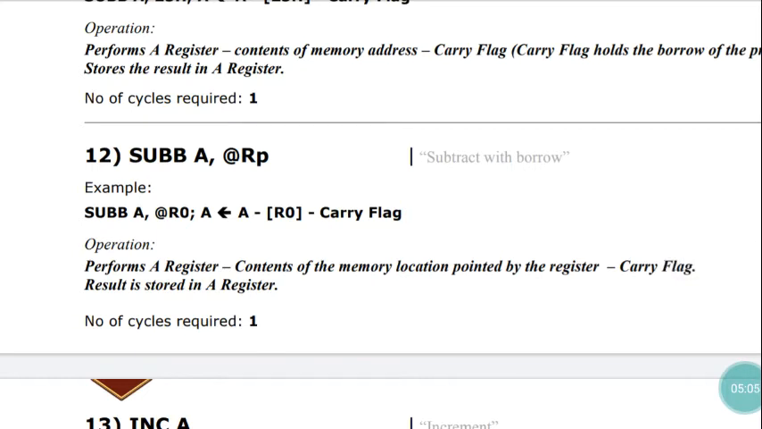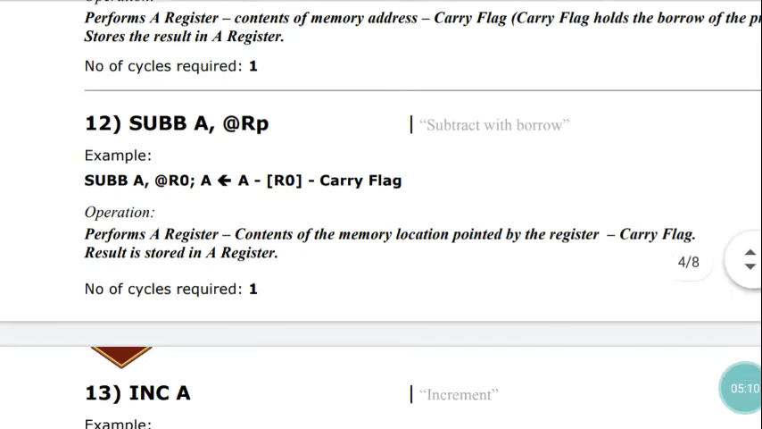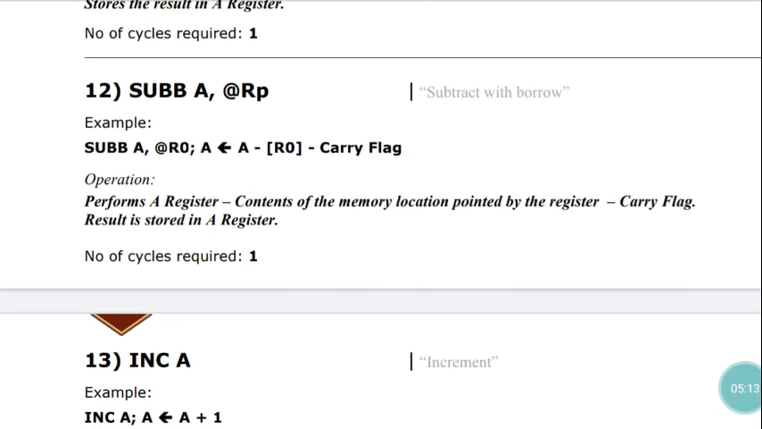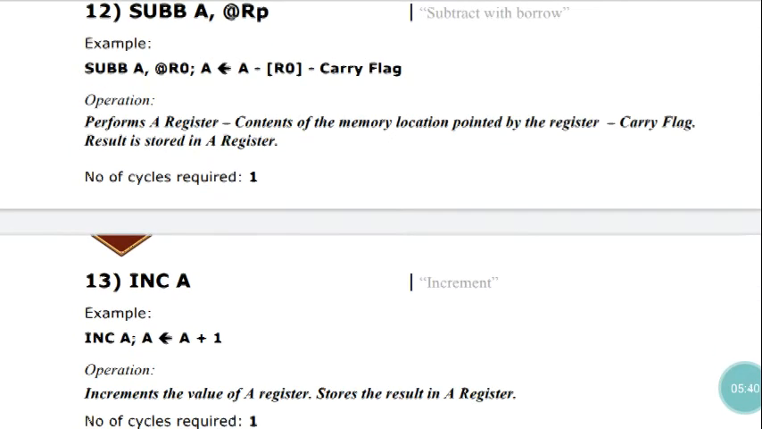Here, the value is pointed to by the location given by the Rp register. I am taking the example R0, subtracting A minus @R0. The square brackets indicate the value present at the location R0. If you remove the square brackets, then whatever value R0 has is subtracted. Since we are subtracting the value present at the location, we have to place square brackets. Here R0 has the address, not the data, remember, minus the carry flag. The result will be saved into the accumulator.